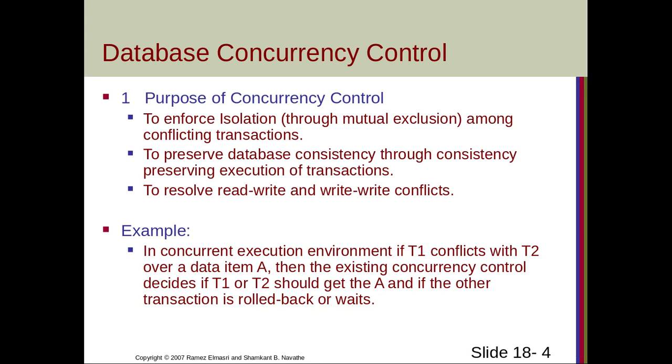The purpose of concurrency control is to enforce isolation or mutual exclusion among conflicting transactions, to preserve database consistency through consistency-preserving exclusion of transactions, and to resolve read-write and write-write conflicts. Example: in a concurrent execution environment, if T1 conflicts with T2 over a data item A, then the existing concurrency control decides if T1 or T2 should get A and whether the other transaction is rolled back or waits.